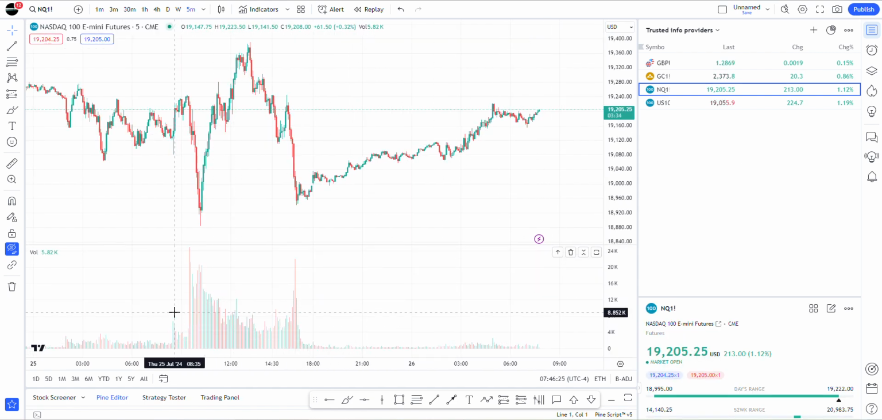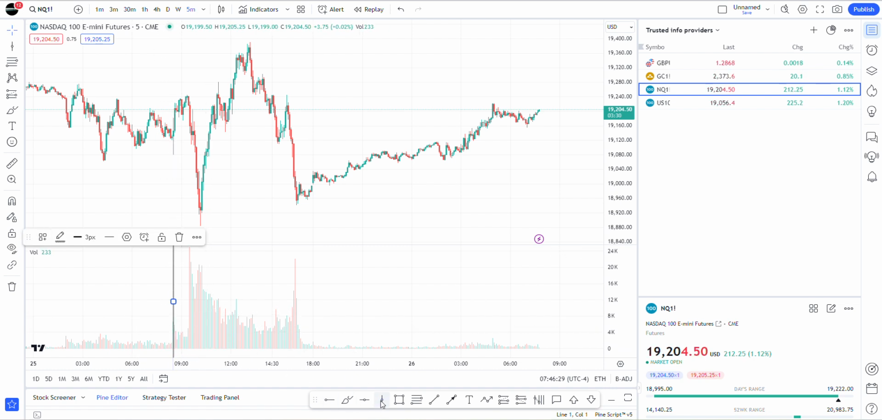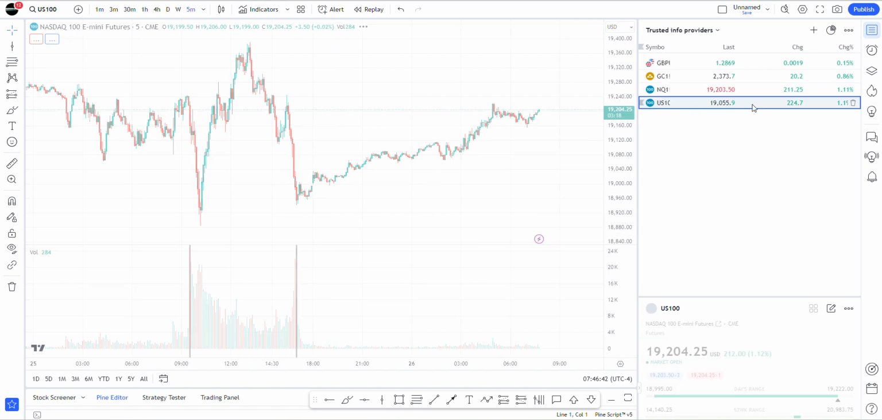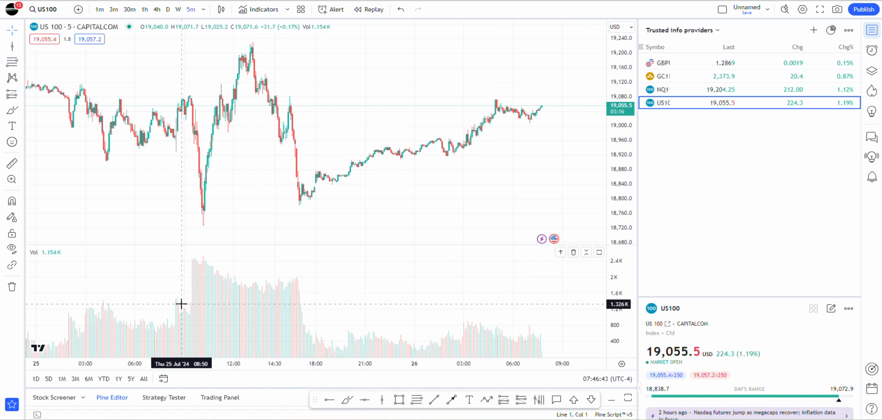Also, you'll see how it ramps up during the pit sessions, 9:30 till 4. But 8:30 it really starts because people are putting in pre-market orders. And you'll see here it also ramps up, but see how it ramps up much before that.